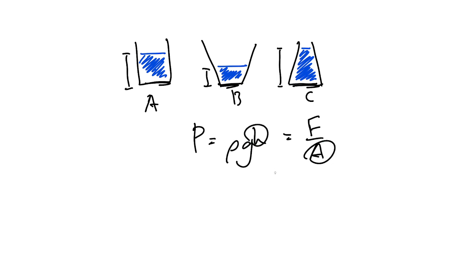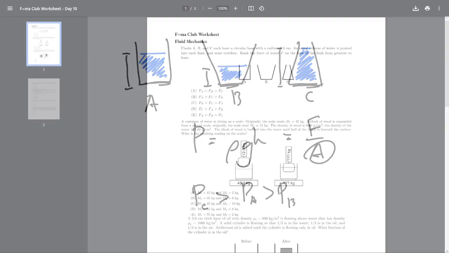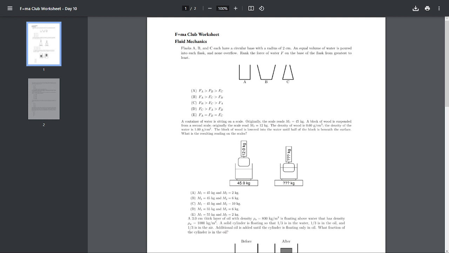And so based on that, we know that our pressure is going to be the largest for flask C, which is going to be greater than flask A, which is going to be greater than flask B. And let me just switch over. If we look over at our worksheet, that's going to give us answer choice D, which is that our force for C is going to be greater than A, which is going to be greater than B.